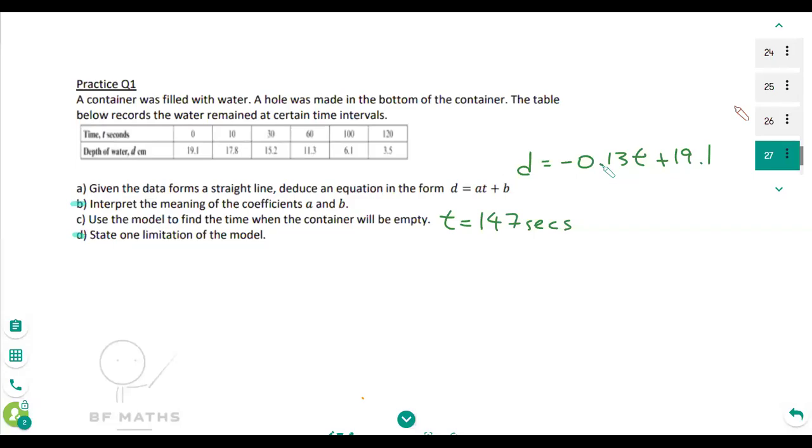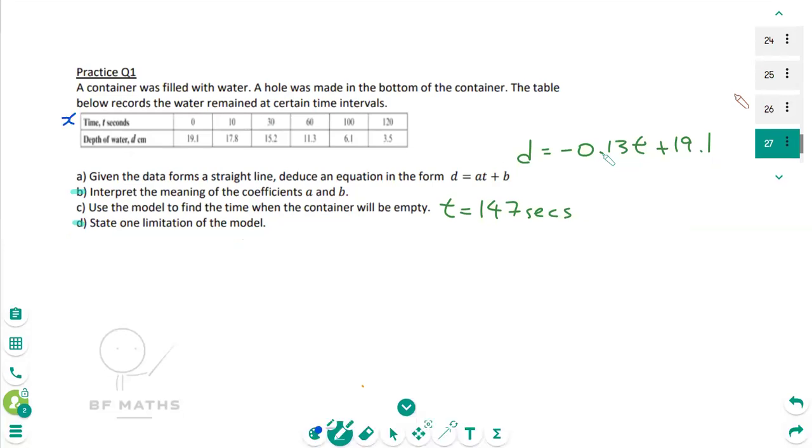Right, so here are the answers. For question A, you should get D equals negative 0.13t plus 19.1, and for part C, you get t equals 147. So in here, we're asking 2 questions again. First question is, what's the x value? What is x? X is time. And what's y? Y is depth. So that's your y equals mx plus c equation here.